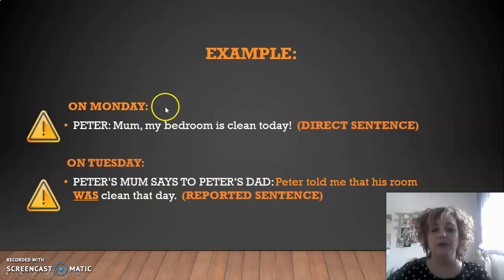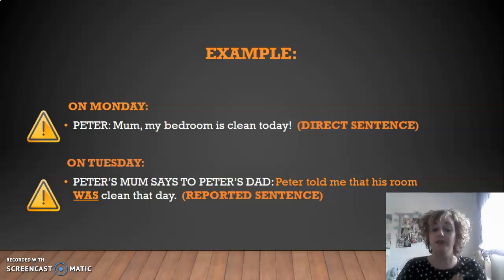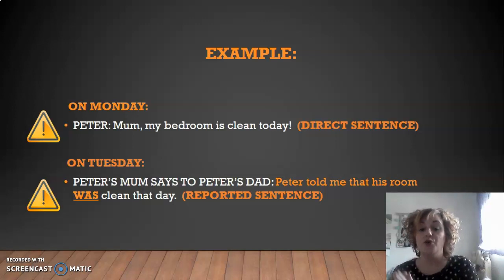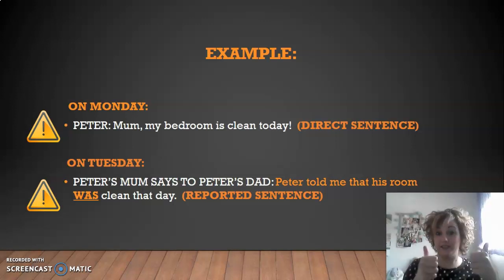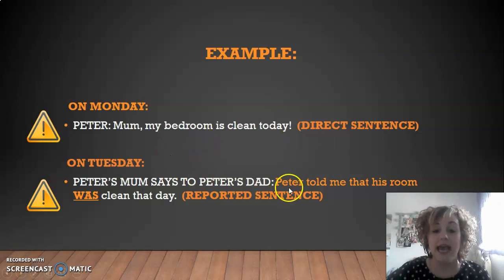Okay, here, for example, imagine that on Monday, Peter says to his mom, "Mom, my bedroom is clean today." That is direct speech, a direct sentence, because he's saying directly to his mom, my bedroom is clean today. Okay, but on Tuesday, Peter's mom wants to say to Peter's dad what Peter said the day before, okay? And she says, "Peter told me that his room was clean that day."